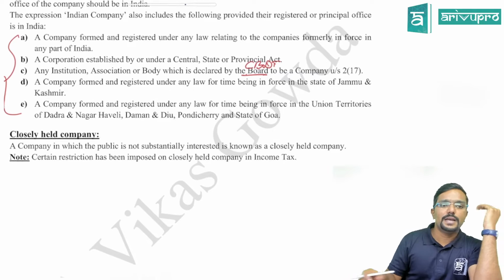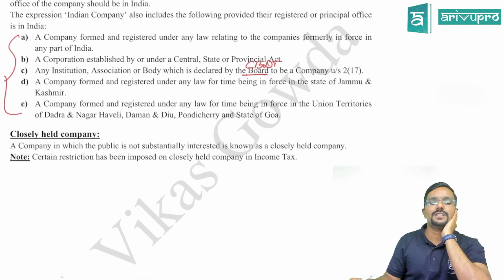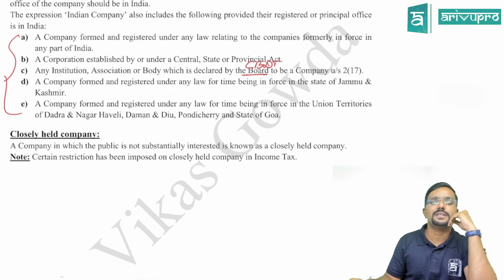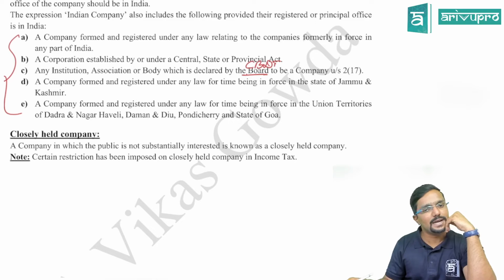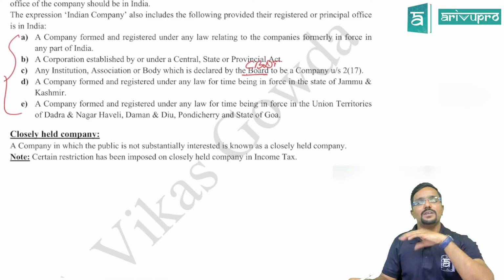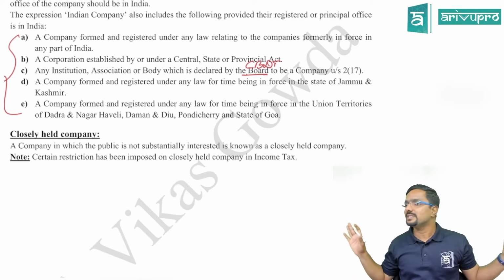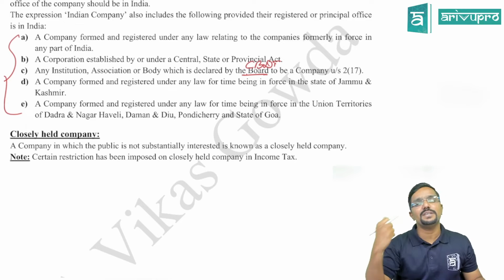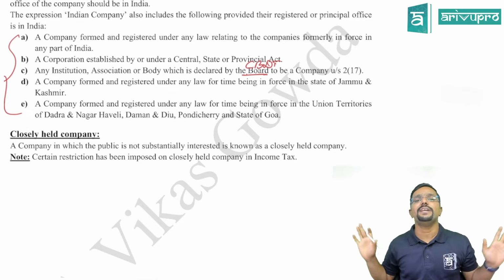Okay, next. A company formed and registered under any law for the time being in force in the state of Jammu Kashmir, and also a company formed and registered under any law for the time being in force in the union territories of Dadra and Nagar Haveli, Daman and Diu, Pondicherry and state of Goa. Clear? So as of now, everywhere the Indian Companies Act only is applicable, guys. So if any company is getting registered under the Companies Act 2013, they are said to be an Indian company always.